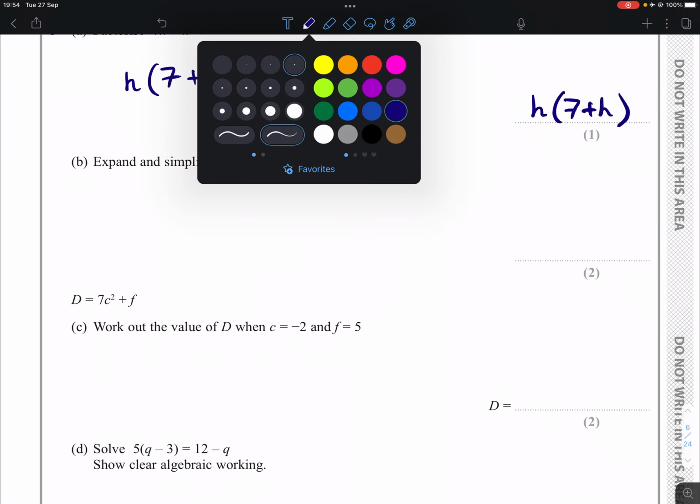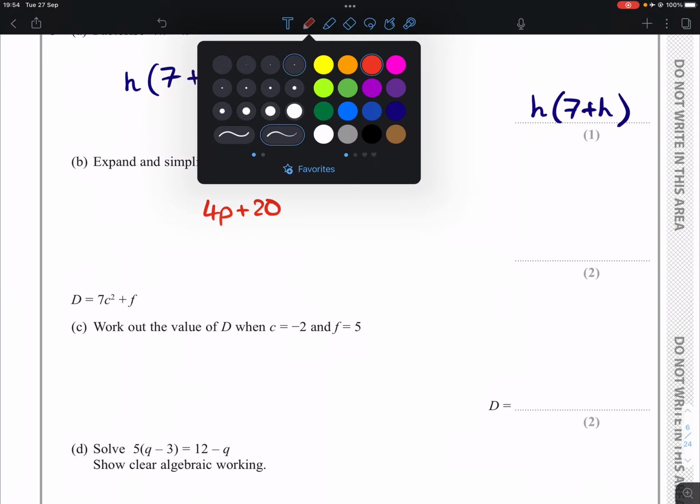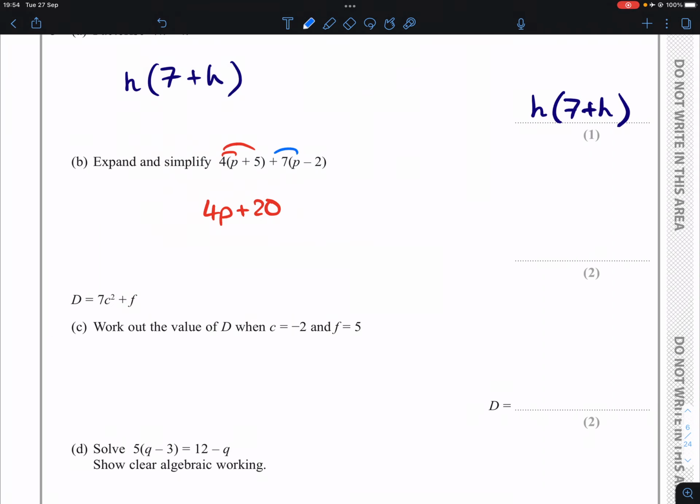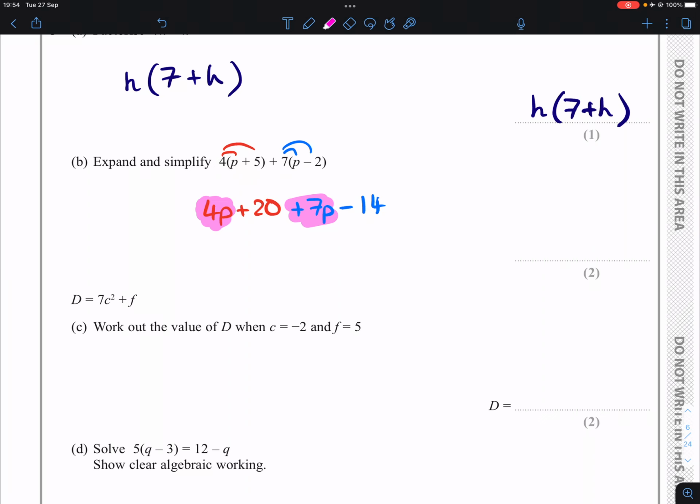Second part, expand and simplify. So we have to break out these brackets by multiplying 4 with this p and 4 with this 5. We then have to break out the other set of brackets. That's 7 times the p and 7 times a negative 2, giving us a negative 14. Then we have to be careful as we combine these terms. We have a 4p plus a 7p, which is going to give us an 11p as part of our answer. And then we're going to end up with a plus 20, take away 14, which will give us a plus 6 in our answer. So 11p plus 6.